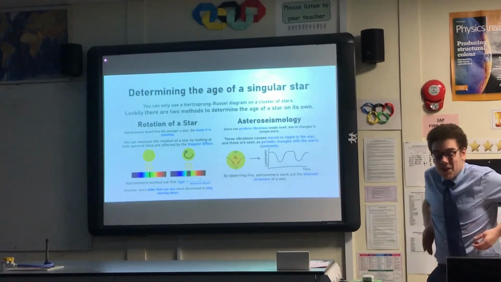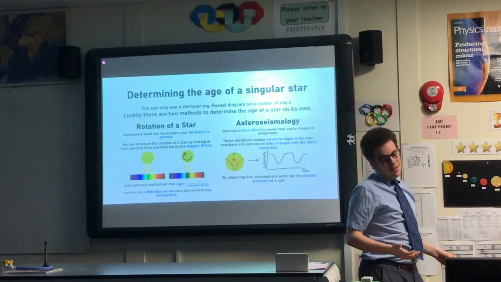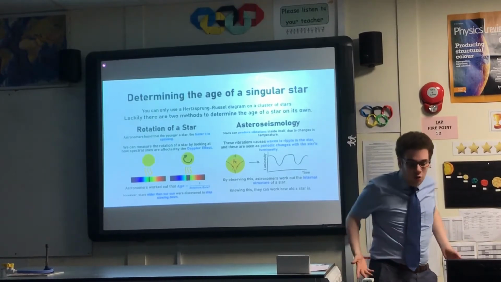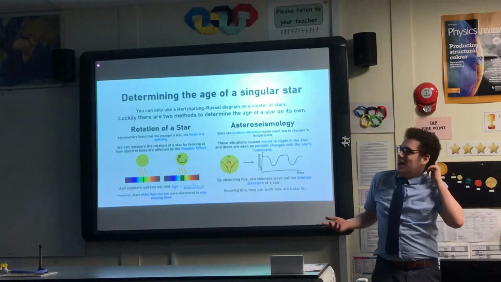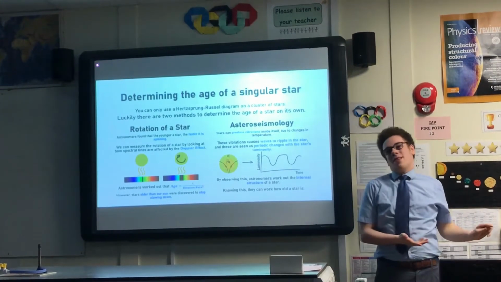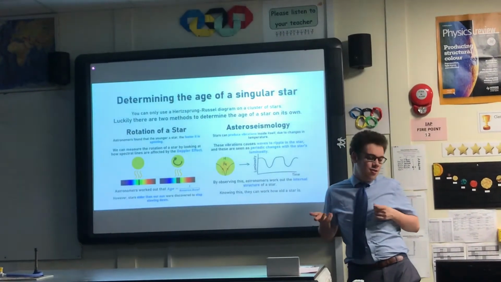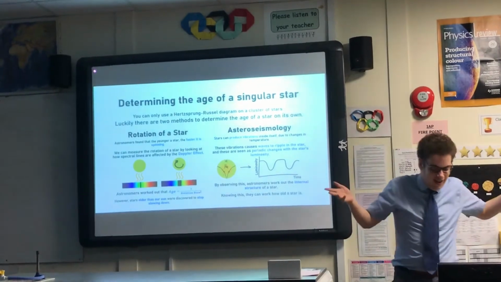And by observing this, astronomers can work out the internal structure of the star. And then, knowing this, we can work out how old a star is. So we say that this star here has 20% helium and 80% hydrogen in its core. It would say it's 1 billion years old, or something like that.